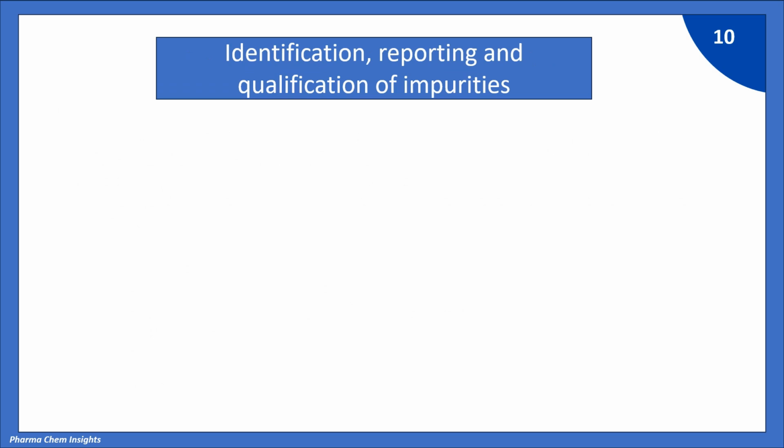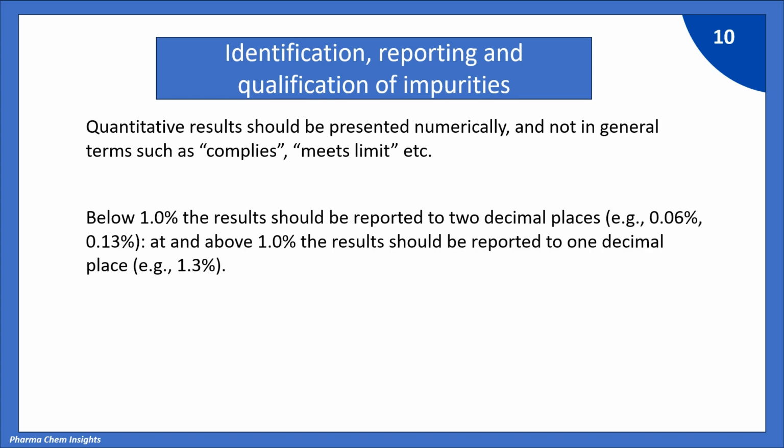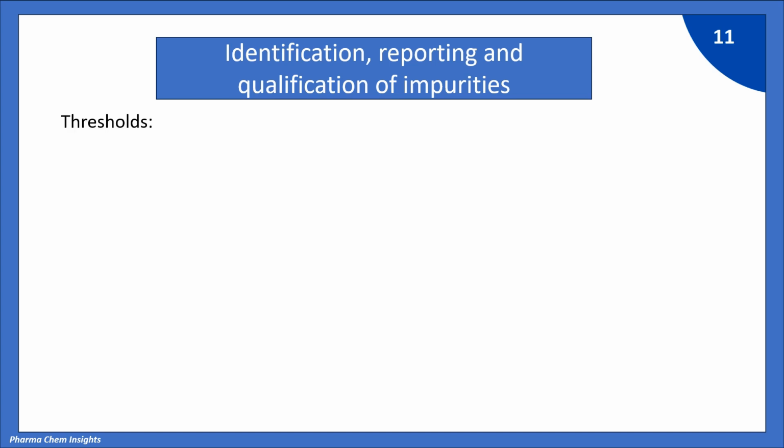Let us see identification, reporting, and qualification of impurities. Quantitative results should be presented numerically and not in general terms such as complies, meets limit, etc. Below 1.0%, the results should be reported to two decimal places. Example 0.06%, 0.13%. At and above 1.0%, the result should be reported to one decimal place. Example 1.3%. Results should be rounded using conventional rules.